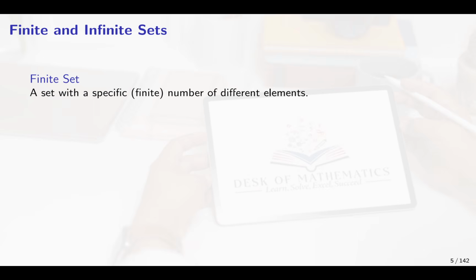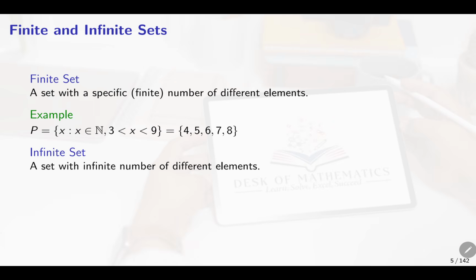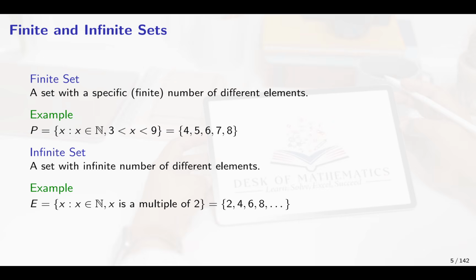What is a finite set? This may come in your exam, the definition of a finite set. A finite set is a set with a finite number of different elements. You don't say specific elements, but a specific number of different elements. For example, if we have a set P of natural numbers greater than 3 and less than 9, that will be 4, 5, 6, 7, and 8. An infinite set is a set with an infinite number of different elements. They may ask this question in the exam.